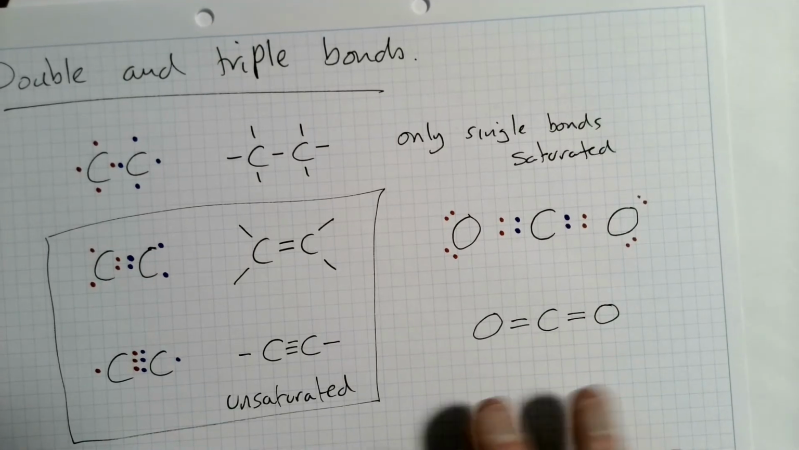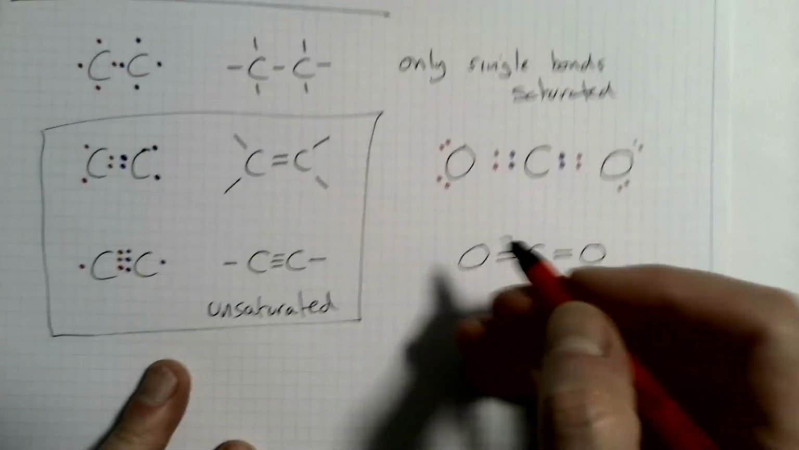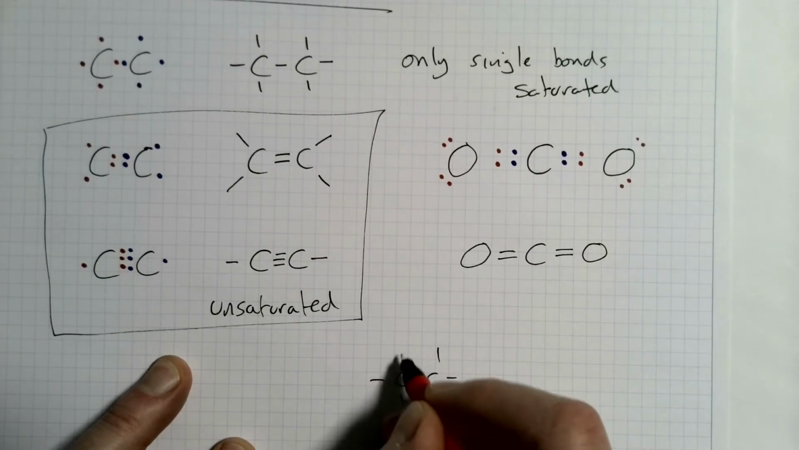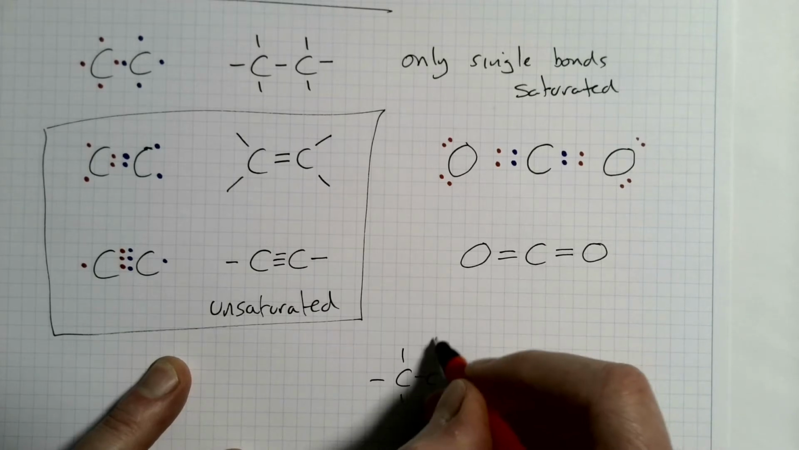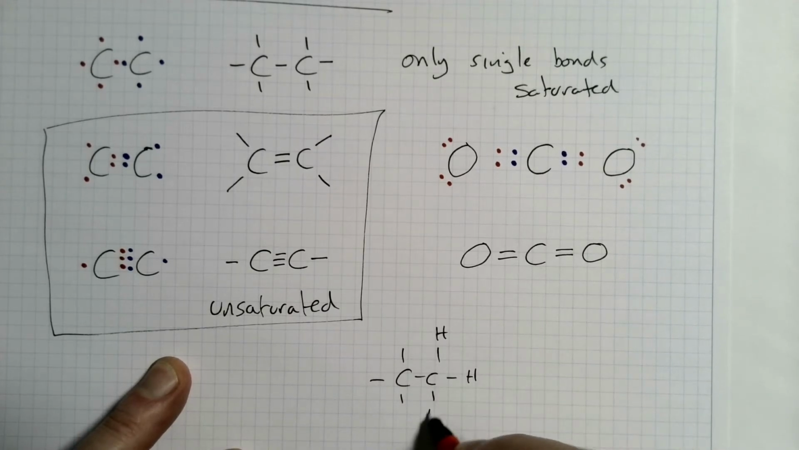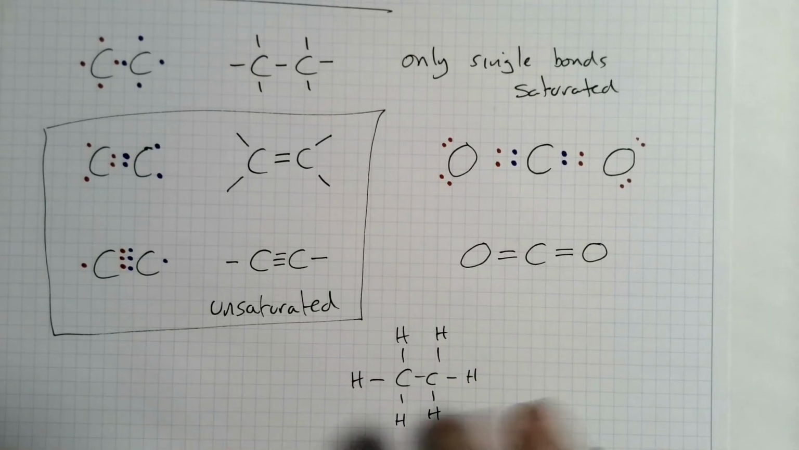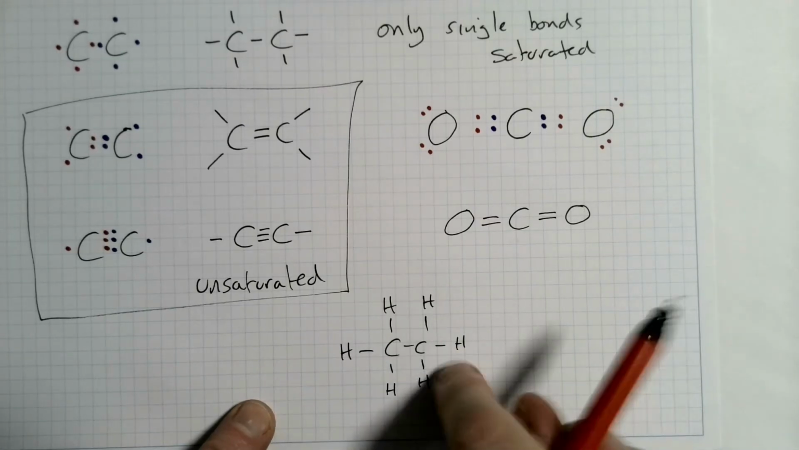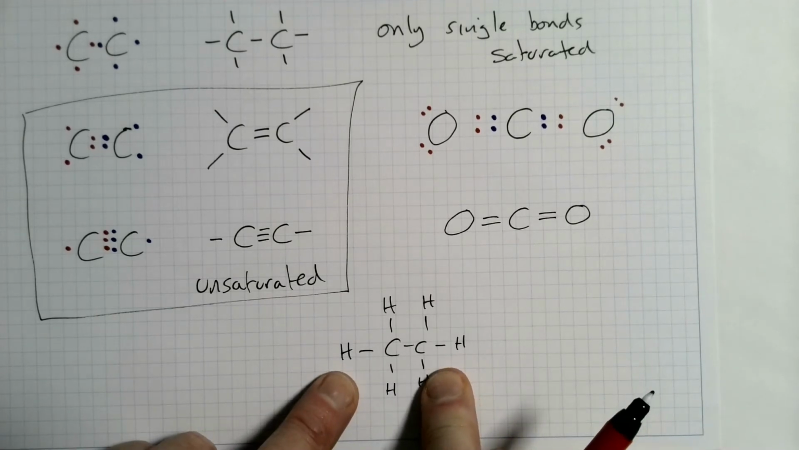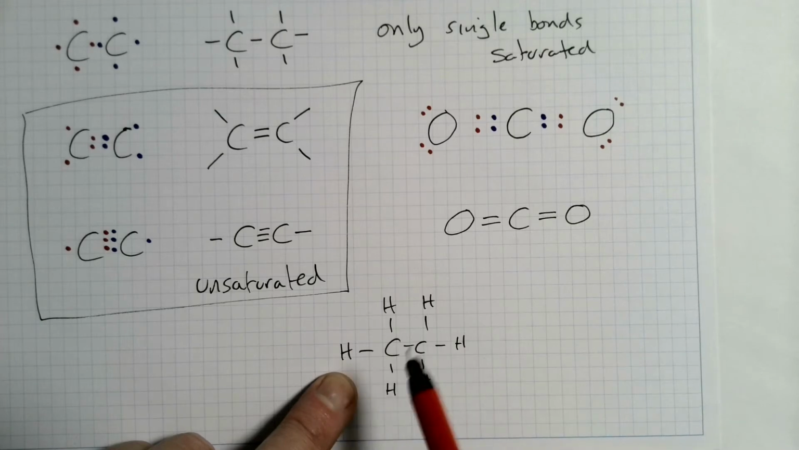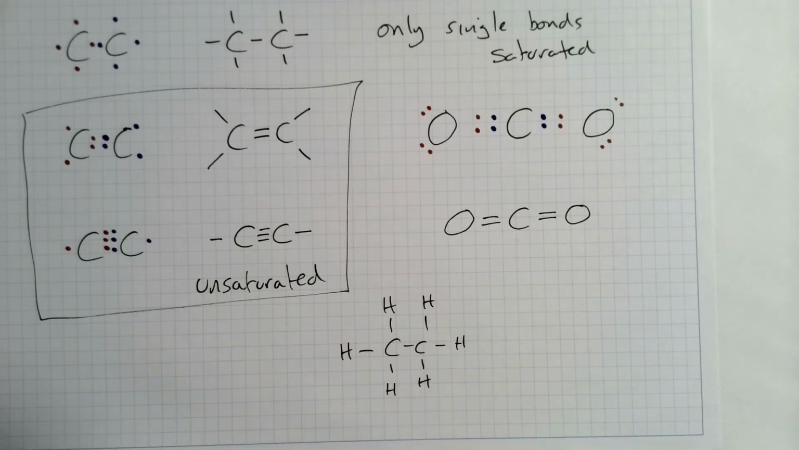So let's have a quick look at an example. If I take this, this is ethane. No matter what I do to this, I have to take a hydrogen off this structure in order to put anything else in. So it's saturated. I have to subtract atoms from this before I can put a different one in.